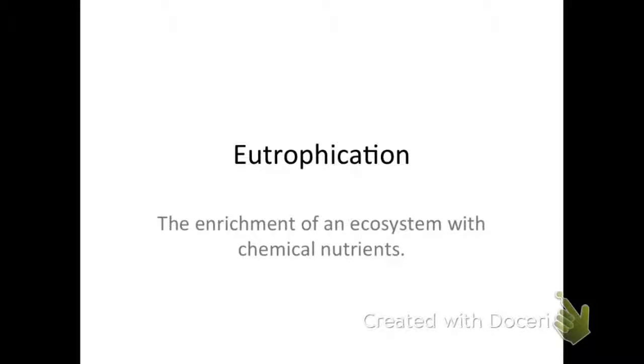Martina and I are here today talking about eutrophication, which is the enrichment of an ecosystem, a lake or a stream, for example, with chemical nutrients. But what kind of chemical nutrients, Martina? Well, I think it's mostly nitrogen and phosphorus, and they are generated from runoffs of fertilizer from lawns, gardens, and fields. Okay.